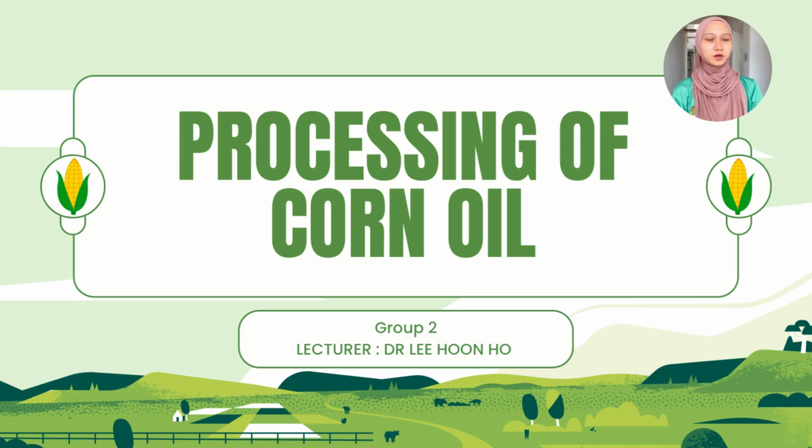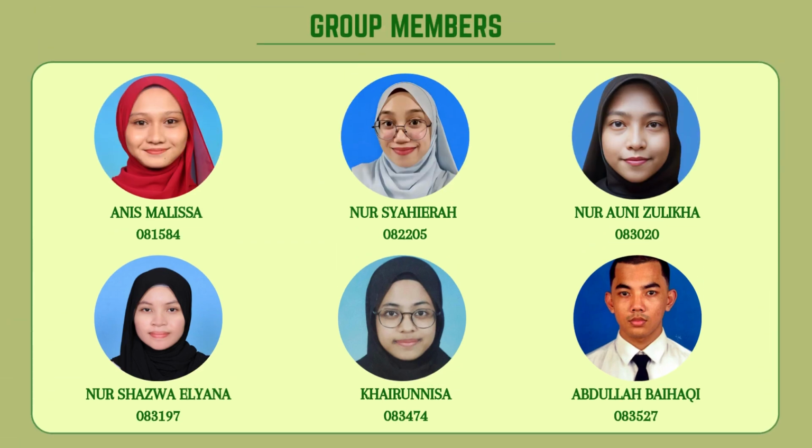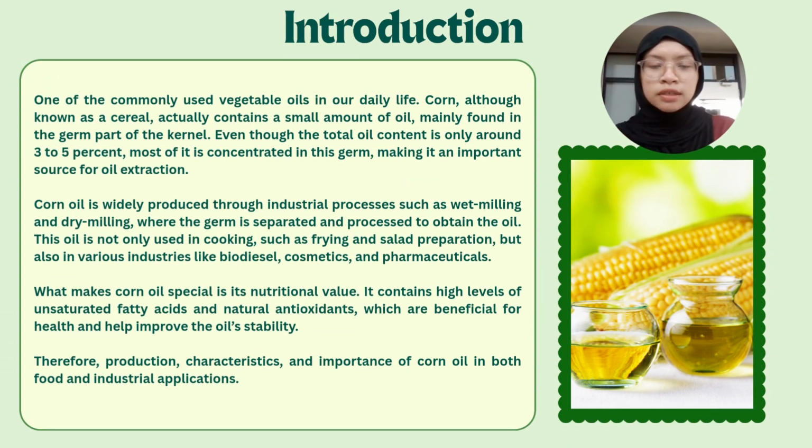So we from Group 2 have decided to present about processing of corn oil. For introduction, processing of corn oil. Corn oil is one of the commonly used vegetable oils in our daily life. Corn, although known as a cereal, actually contains a small amount of oil, mainly found in the germ part of the kernel. Corn oil is widely produced through industrial processes such as wet milling and dry milling, where the germ is separated and processed to obtain the oil.